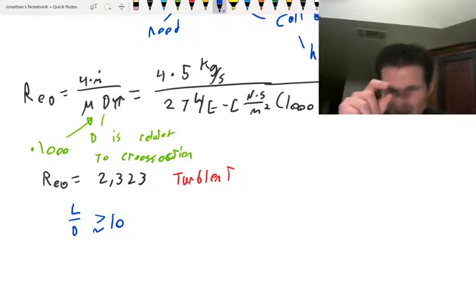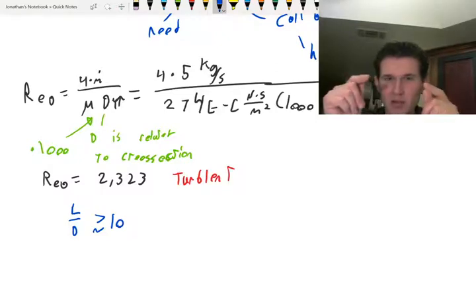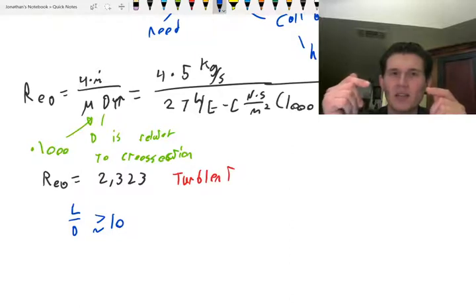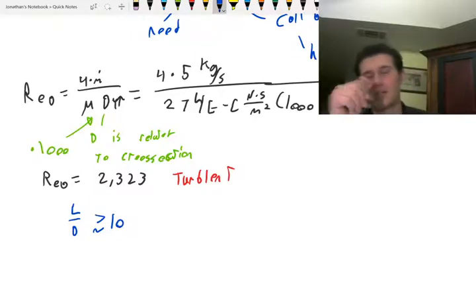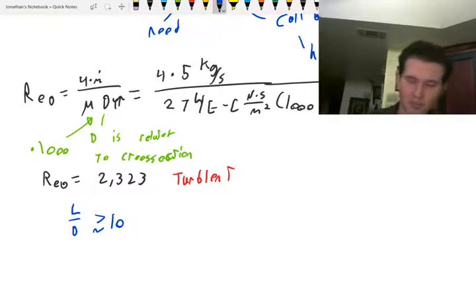So we have a pipe that big, and we need a length 10 times that to have an entry region. That would be our entry region. Look how small that is. It's really, really tiny. Does this little entry region matter? Well, we remember how big that heat exchanger is. It's pretty big. I'm going to go with it probably doesn't matter. So we assume fully developed.